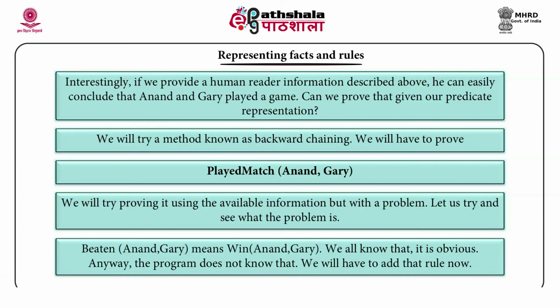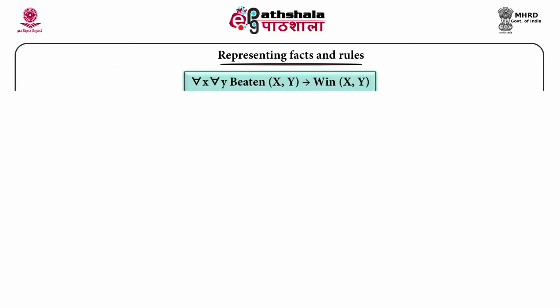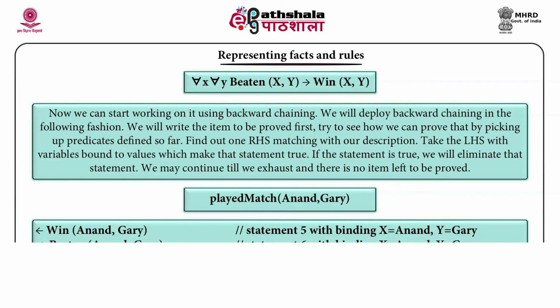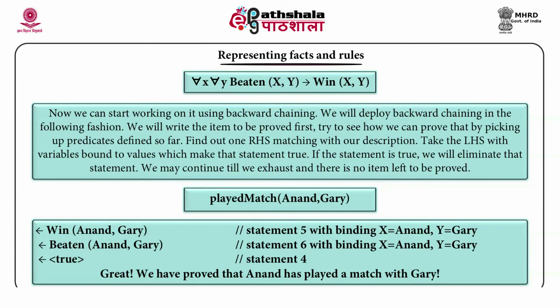Okay. So, what we want to do is to check played match Anand Gary, for which you need to make sure that Anand has won, but that is not there. We have a statement which says that Anand has beaten Gary. We do not have a statement which says that Anand has won against Gary, but that is obvious. When somebody has beaten somebody, he obviously has won. So, that statement is missing from the representation, the earlier one. We will have to add it.